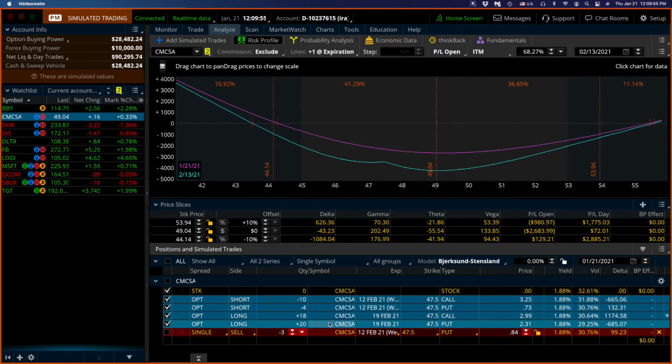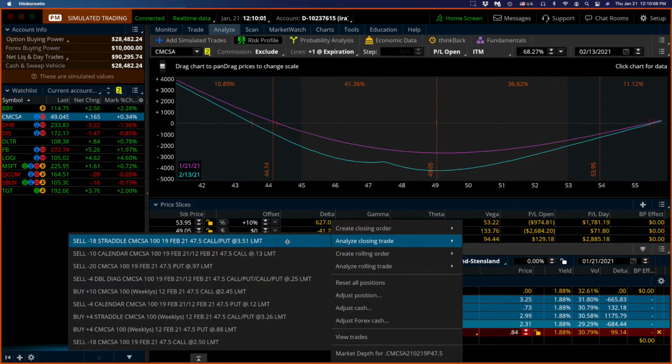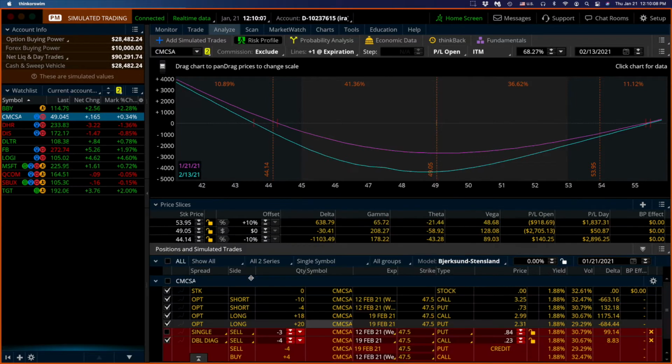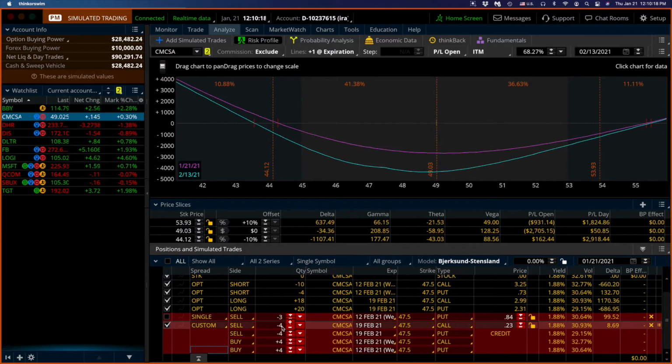So select the 4 legs. We can open and close 4 legs at a time as a single trade. Okay, so let's say analyze closing and say double diagonal. Okay, that sounds good, but that's 4, 4, 4, 4, as you can see. So you need to customize and then close the position.